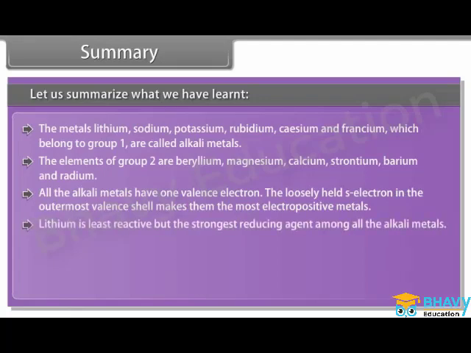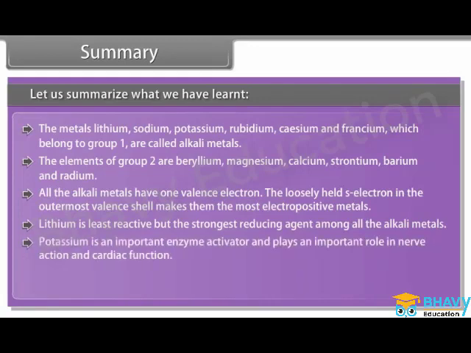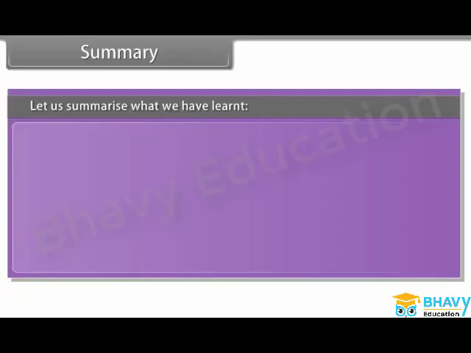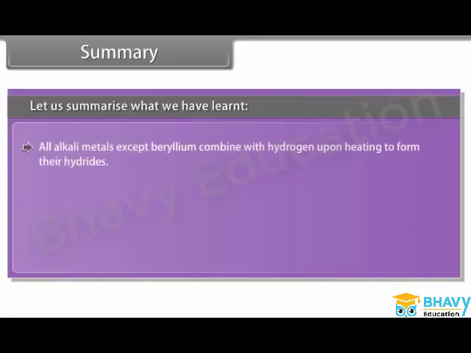Lithium is least reactive but the strongest reducing agent among all the alkali metals. Potassium is an important enzyme activator and plays an important role in nerve action and cardiac function. The alkaline earth metals have 2 electrons in the s orbital of the valence shell and are predominantly ionic. All alkaline earth metals except beryllium combine with hydrogen upon heating to form their hydrides.